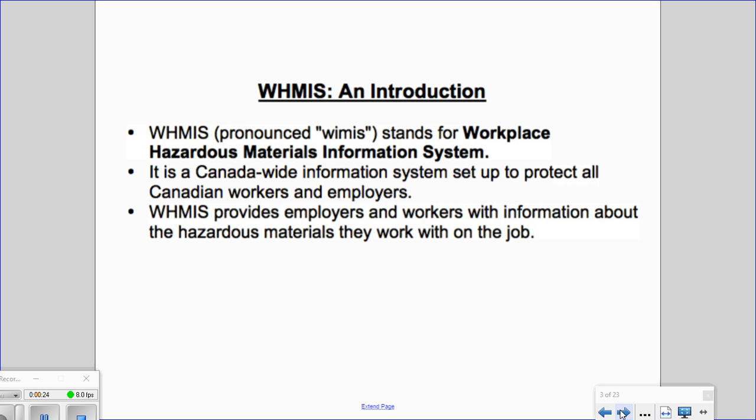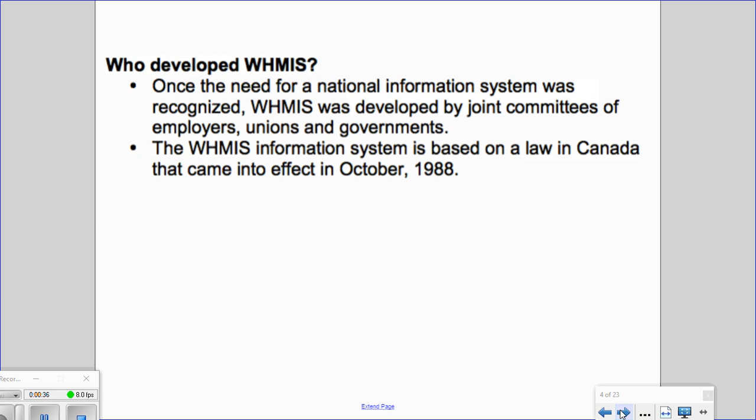WHMIS provides employers and workers with information about the hazardous materials they work with on the job. If you have a part-time job or are employed, you would have received WHMIS training. So who developed WHMIS? Once the need for a national information system was recognized, WHMIS was developed by joint committees of employers, unions, and governments. The WHMIS information system is based on a law in Canada that came into effect in October 1988. So it has been around for a while and has been updated recently. We'll go through those updates later on.